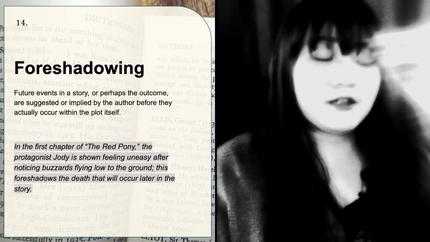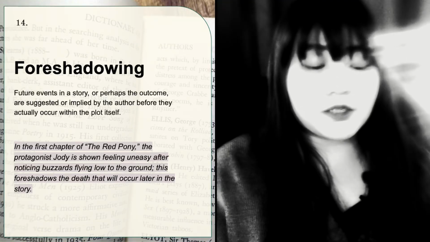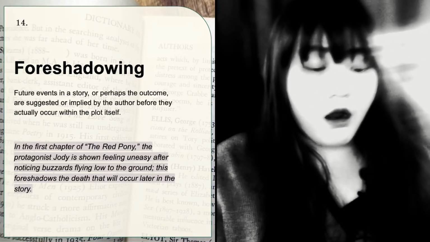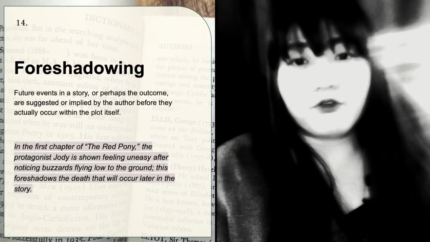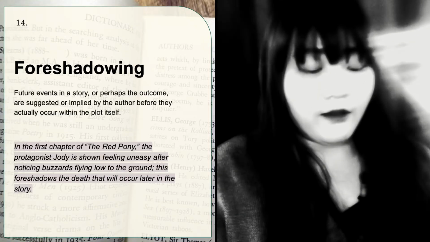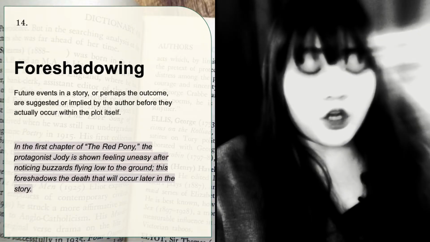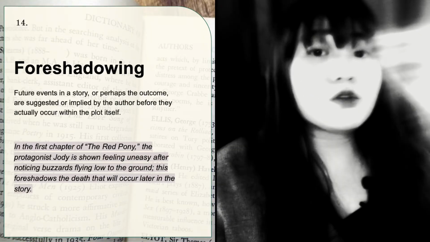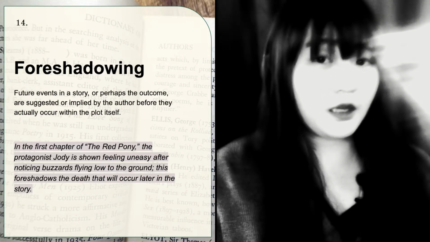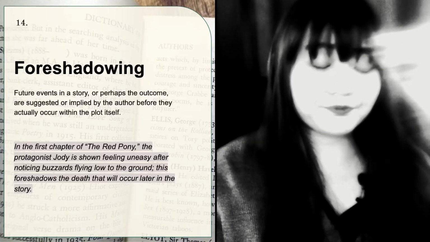Moving on, literary device number 14 is foreshadowing. Foreshadowing refers to situations in which future events in a story, or perhaps the outcome, are suggested or implied by the author before they actually occur within the story's plot itself. So, for example, in the first chapter of The Red Pony, the protagonist Jody is shown feeling uneasy after noticing buzzards flying low to the ground. This foreshadows, unfortunately, the death that will occur later on in the story.